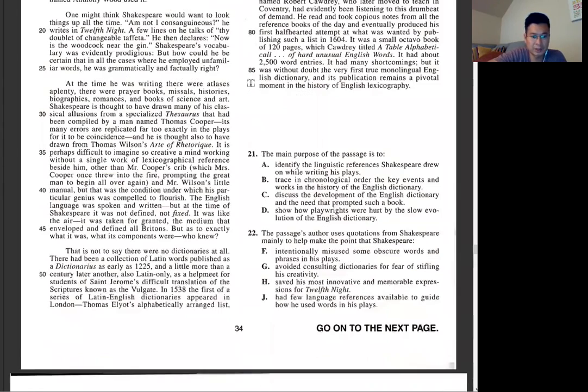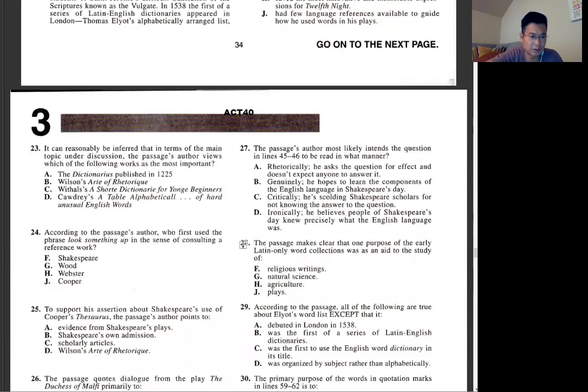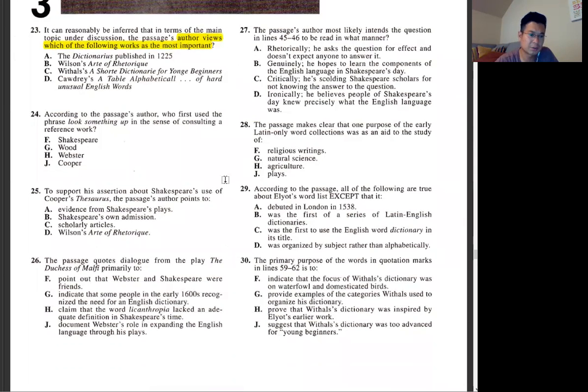Again, read the question first, the main purpose. So you do that at the end. And then 22, the passage author uses quotations from Shakespeare mainly to help make the point that Shakespeare. And then 23, you can reasonably infer, in terms of the main topic under discussion, the passage author views which following work as the most important. 24, according to the passage, the author who first used the phrase "to look something up." So let us pay attention to that.